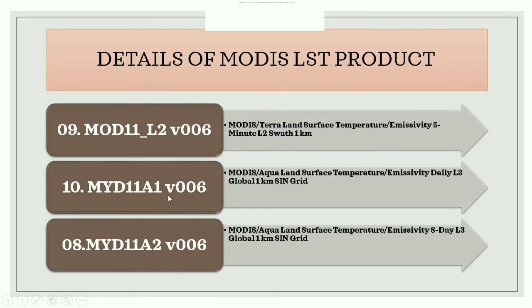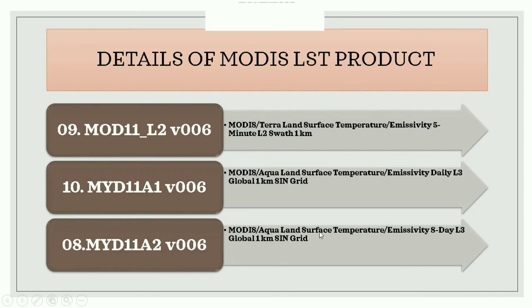Now here MYD, this MYD product, all are Aqua products, which is night time. So MYD A1, MYD A2, the difference is both are the same, 1 kilometer by 1 kilometer resolution, and the difference is this is daily and this is 8 day. That is the difference, and both are covering global, the whole world.